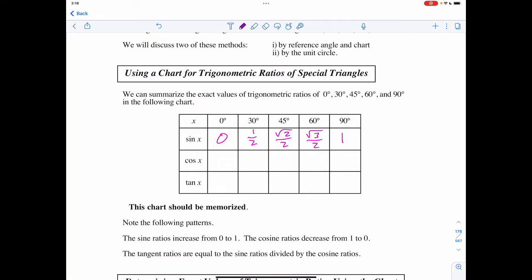Cos is the exact inverse. It starts at 1, then goes to root 3 over 2, then goes to root 2 over 2, then goes to 1 over 2, and finally goes to 0. It works in the exact opposite order that sine does.